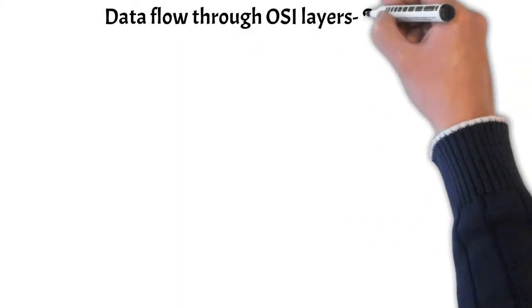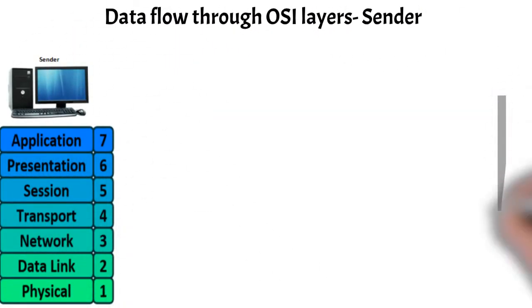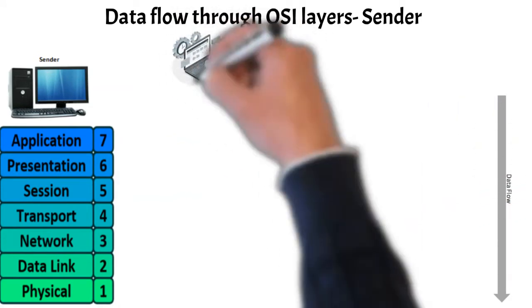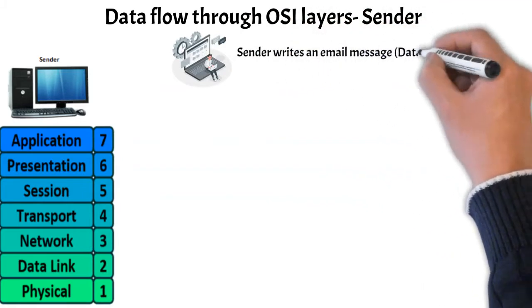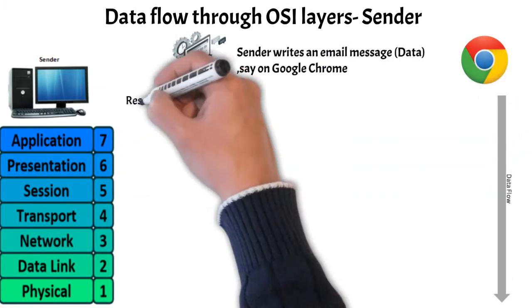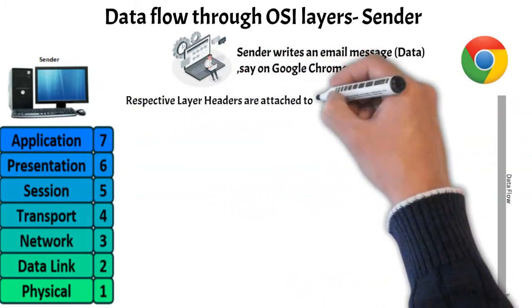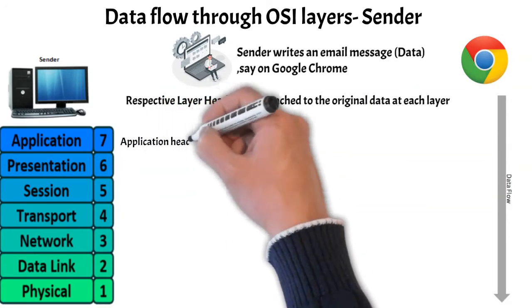Now let's have a look at how data flows through the OSI layers. Remember, if you are a sender, data flows from the application layer to the physical layer. Suppose a user or sender uses an application, say Google Chrome, to write an email message to communicate with the receiver. This data flows through the 7 layers. Respective layer headers are then attached to this data at each layer.